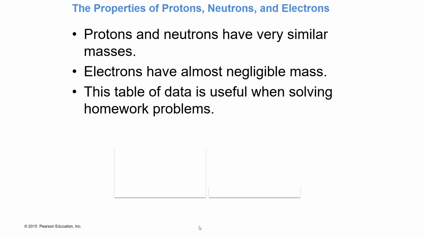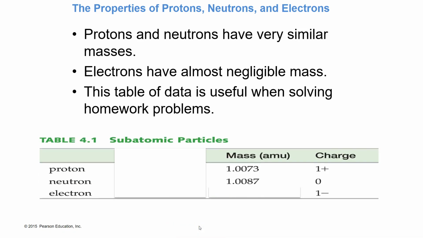All right. So we will look at this data table real quick. We have 3 subatomic particles that we're going to worry about. There are more subatomic particles because we can break a proton or neutron down into smaller parts. We can break those down into quarks, positrons, and beta particles.